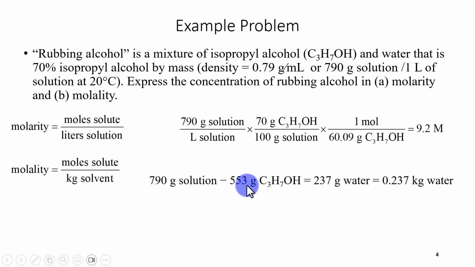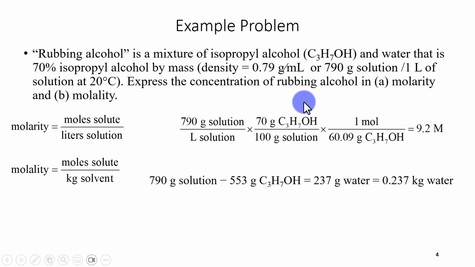So if I take 553 divided by 790 grams, that gives me 70%. So 790 minus the mass of my solute gives me just the mass of water. So I have the mass of solute and the mass of water, and I can convert this from grams to kilograms by dividing it by 1,000, giving me 0.237 kilograms of water.